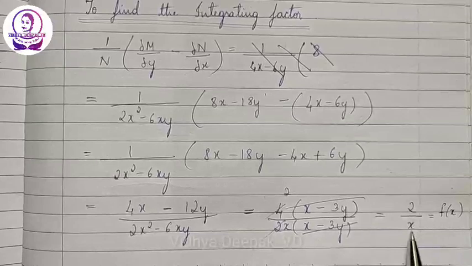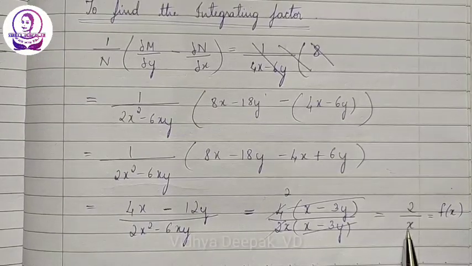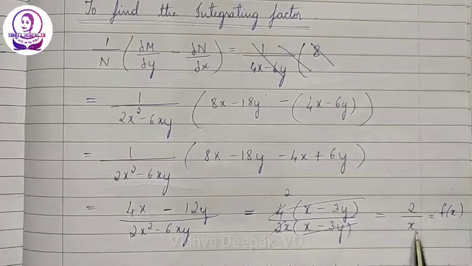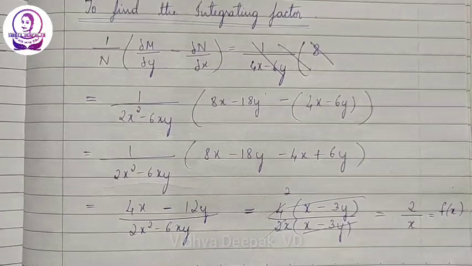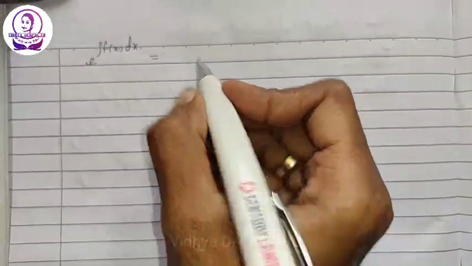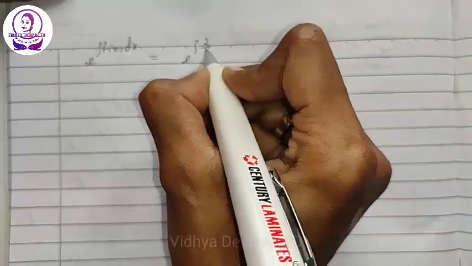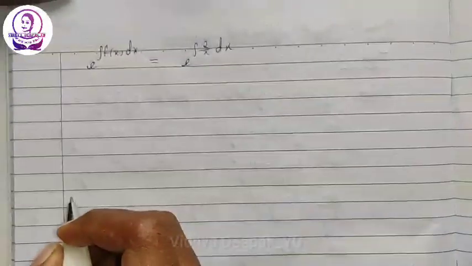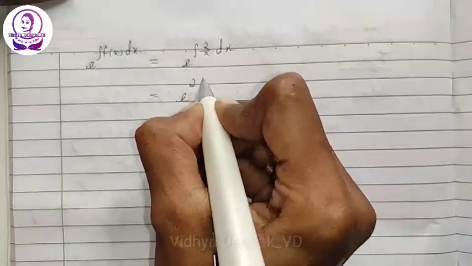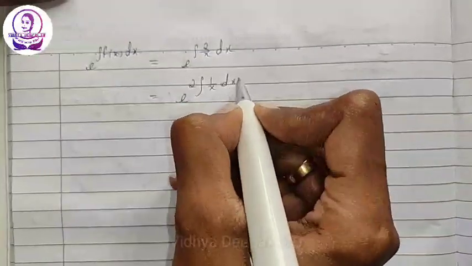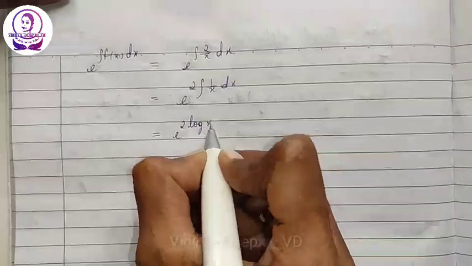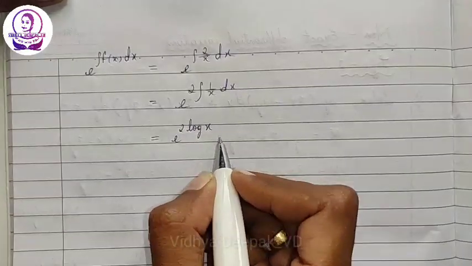Since our f(x) is a function of x alone, we have the formula e to the power of integral f(x) dx. If it is y alone, we have a different formula. What was our f(x)? It was 2/x. So we have e to the power of integral 2/x dx. Taking 2 common outside, integral of 1/x dx, which is log x. So we have e to the power of 2 log x.